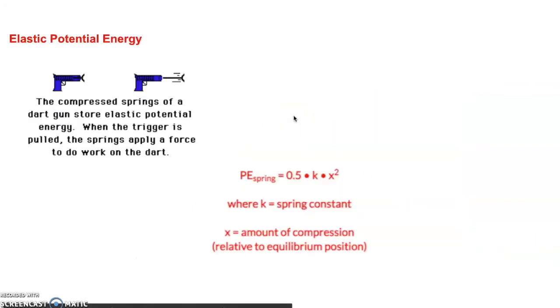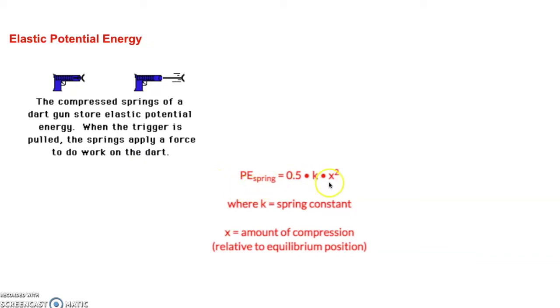Another type of potential energy is elastic potential energy. So let's say we have this little gun here and it has compressed springs that shoot the dart, right? When we push the dart into the gun, we compress the spring. And by doing that, our spring has potential energy. That potential energy then will propel out and shoot the dart.